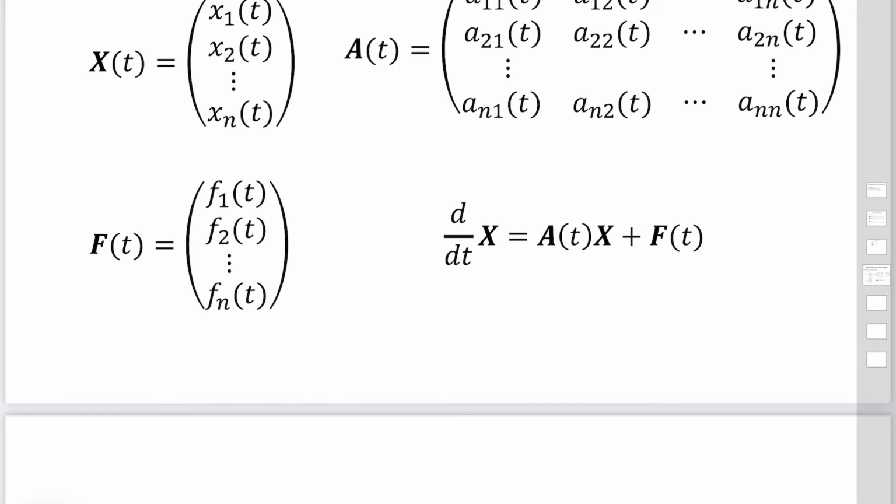The equations are combined into a single equation: dx over dt is equal to Ax plus f. A is a matrix, x is a vector quantity, and f is also a vector quantity. The example: dx/dt equals x plus 2y plus 1, dy/dt equals 4x minus y minus 5.